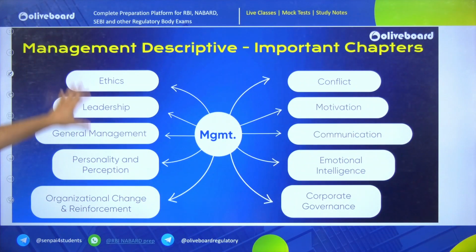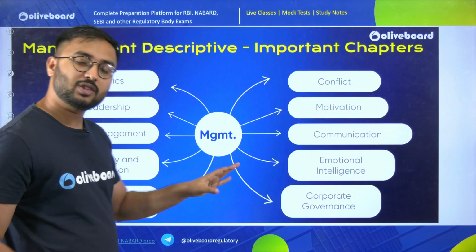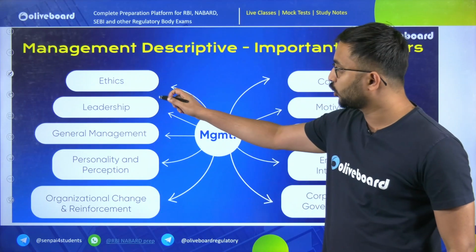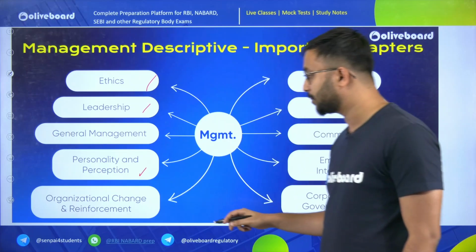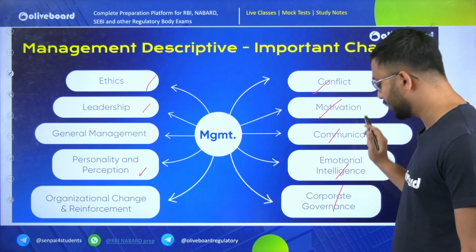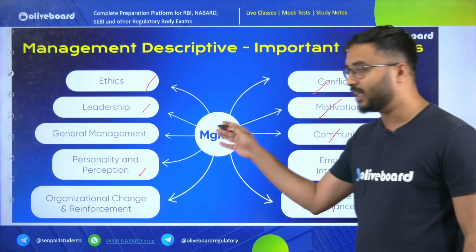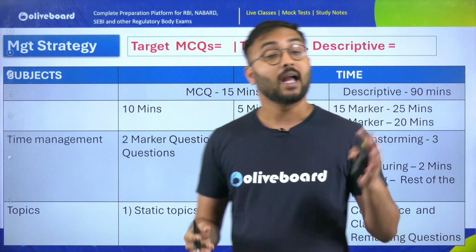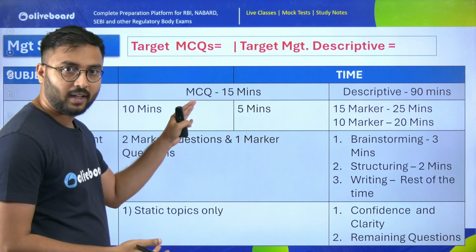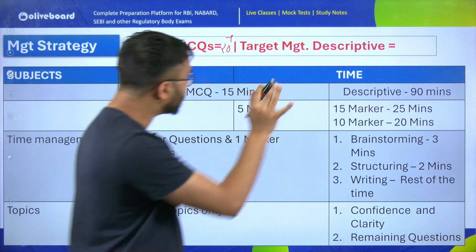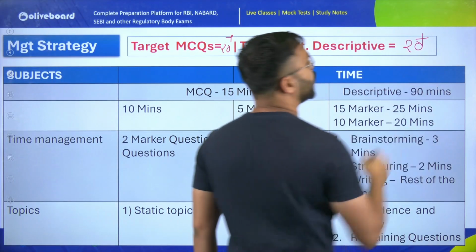These are the topics for management now. Now management is completely static in nature, which makes it high scoring. These are topics like ethics, leadership, personality perception, organizational change, conflict, motivation, communication, emotional intelligence and corporate governance. It becomes very easy, as finance questions mostly in the descriptive part are directly static. MCQs are also static. That is why out of 25, you should target 20 plus. Similarly, in descriptive also you should target 20 plus.